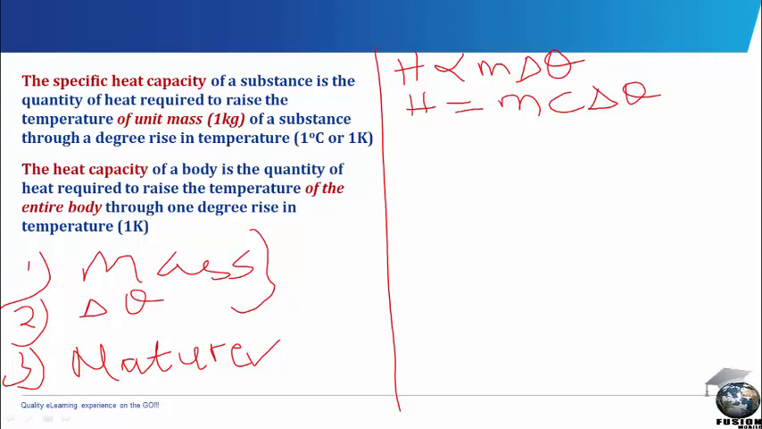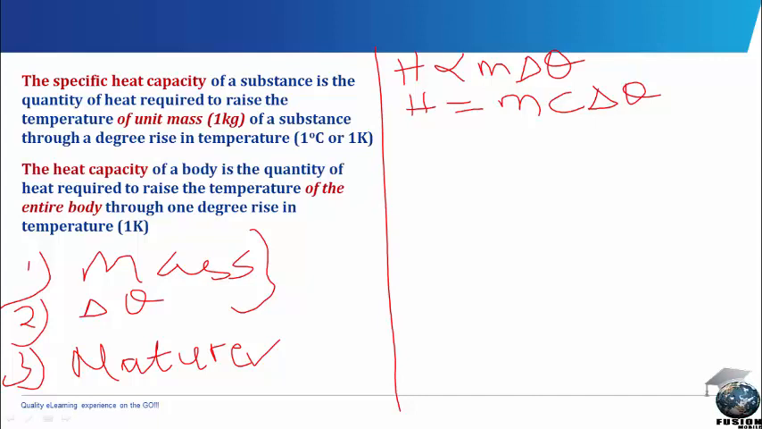Now, what is specific heat capacity? Look straight there on the slide. The specific heat capacity of a substance is the quantity of heat required to raise the temperature of a unit mass, a unit mass in quotes, of a substance through a degree rise in temperature.